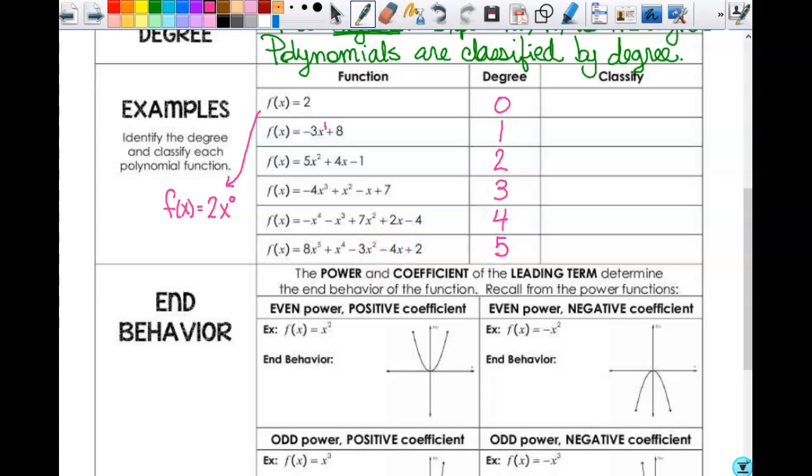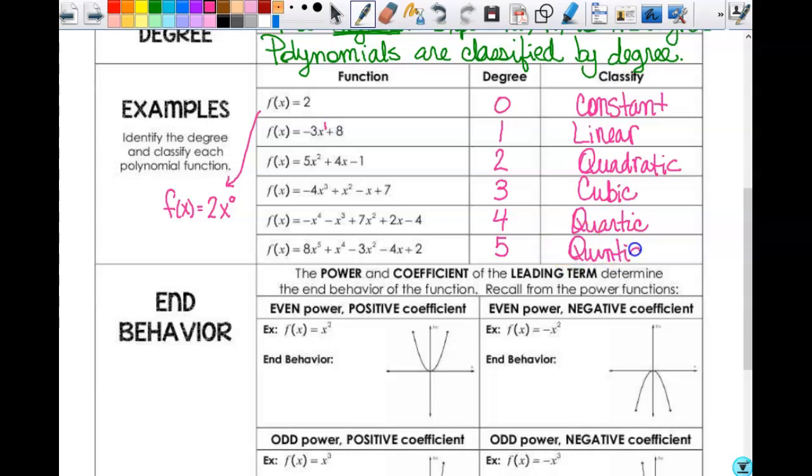Because those are the degrees, and then we classify them. This is constant because your degree is 0. This is linear, that's old news. Okay. This one is a quadratic, old news. Cubic, old news. Quartic, you've probably talked about at some point. And quintic. Okay, but we can also refer to it as a 4th degree polynomial, a 3rd degree polynomial, those sorts of things.